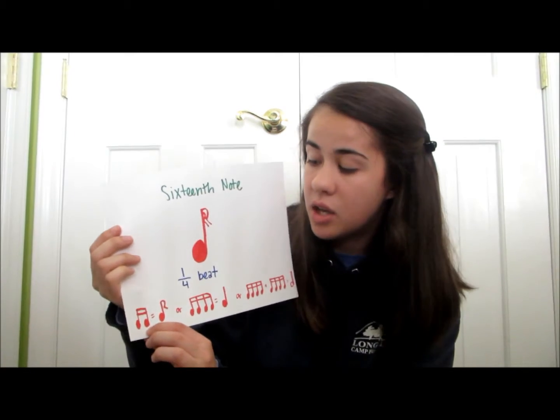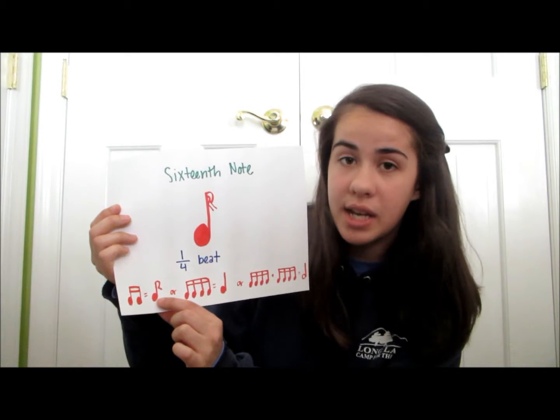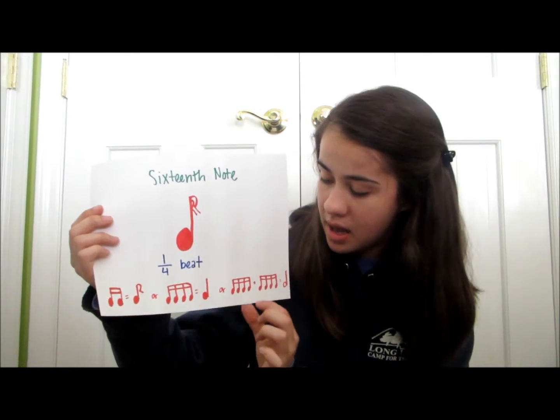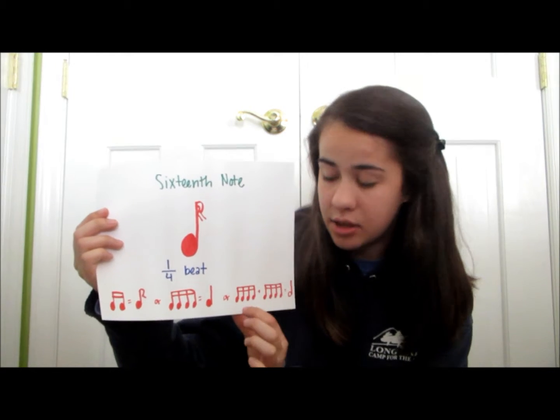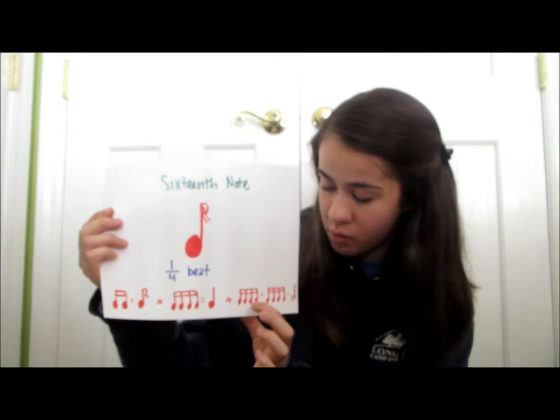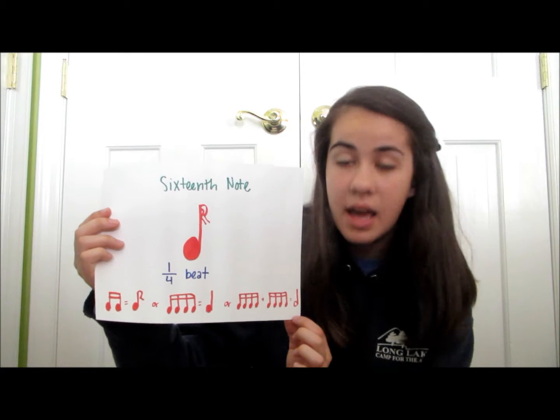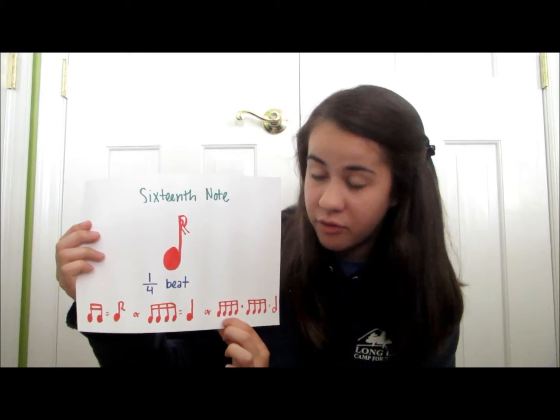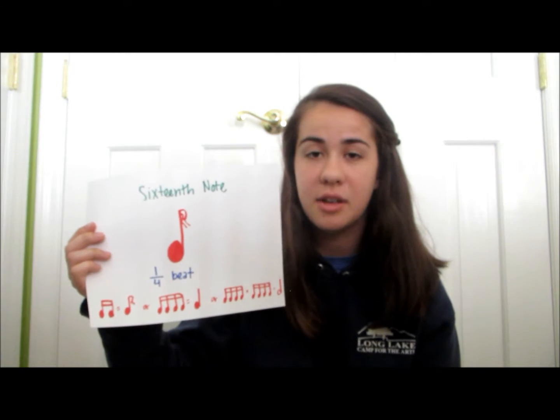As you can see, 2 16th notes equals an eighth note. 4 16th notes equals a quarter note, and 8 16th notes, I have 2 sets of 4, 1, 2, 3, 4, 5, 6, 7, 8, equals a half note. So in order to play a whole note, you would need to play 4 sets of 4 16th notes.